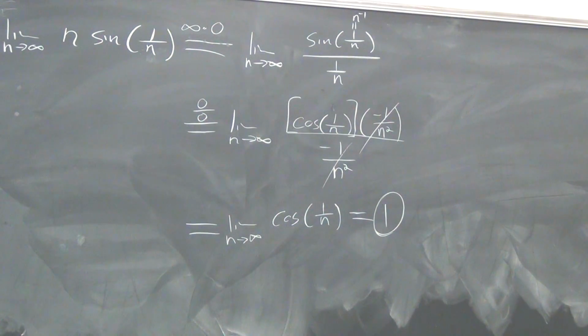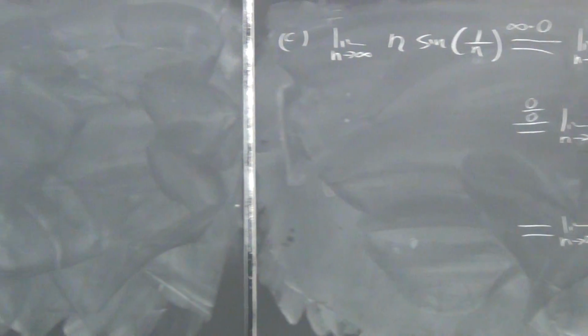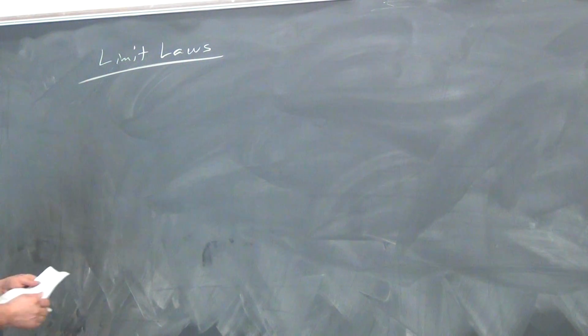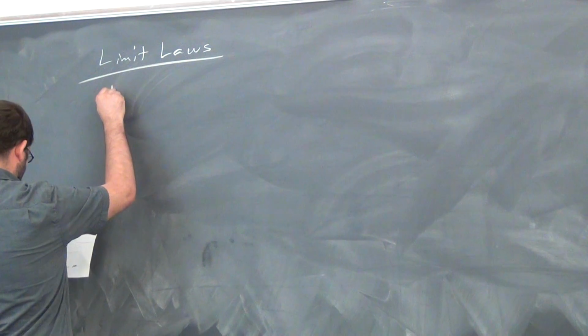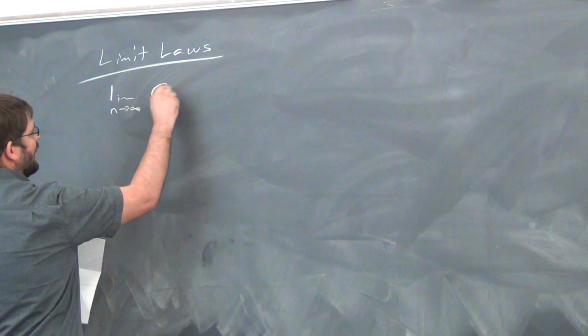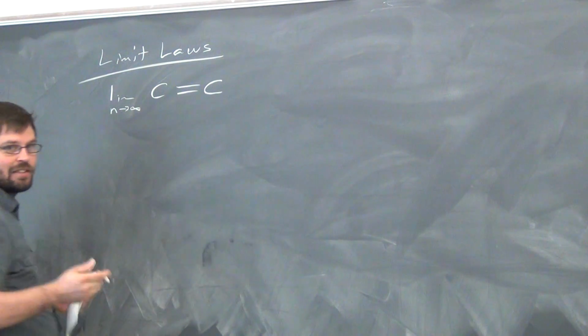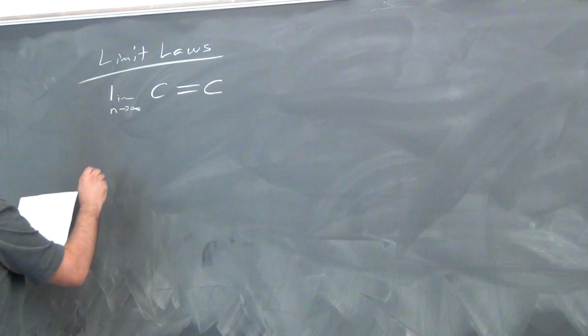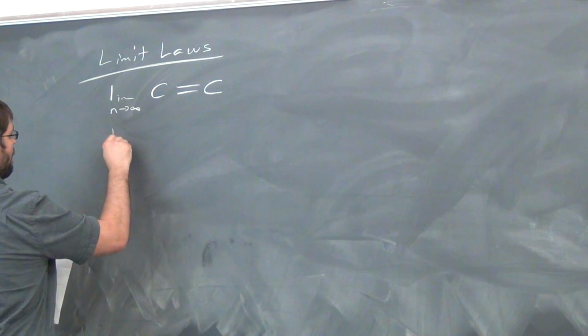All right, I'm just going to jot these down on the side. I always debate whether this is worth writing down. But all the limit laws that you're used to from functions still apply here. And so I'll just write it this way. The limit as n goes to infinity of a constant is just the constant. If you have a sequence that's just a constant, you go to there.